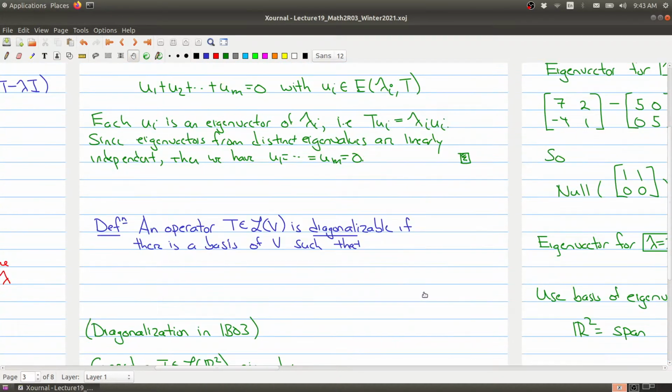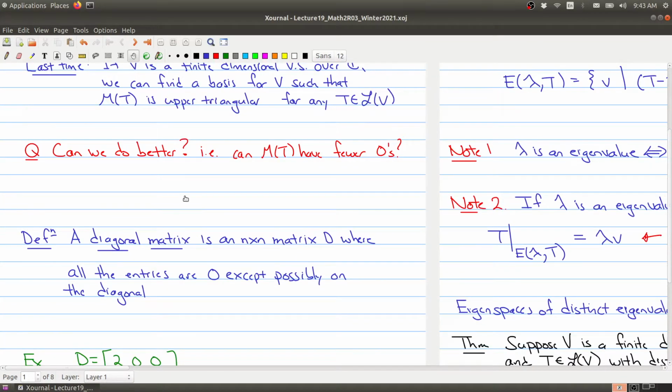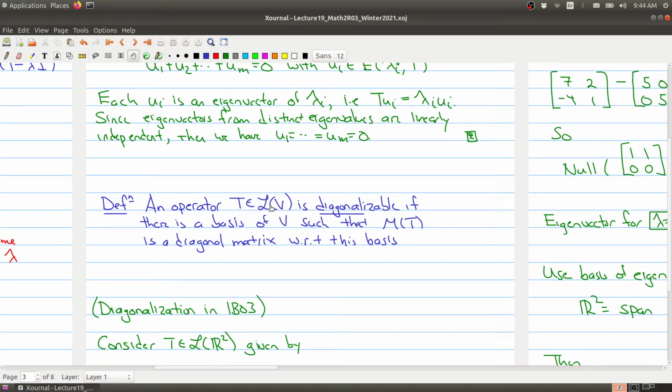Okay, so here is the definition that we're really interested in. We say that an operator is diagonalizable if there's a basis of V such that the matrix associated to the operator T with respect to this basis is a diagonal matrix. So if we go back to our original question, our motivation is, can we do better? What we want is to know when the operator T is a diagonal matrix. That's in some sense a better answer than the first statement. So the question now becomes: when can we decide whether an operator is diagonalizable?